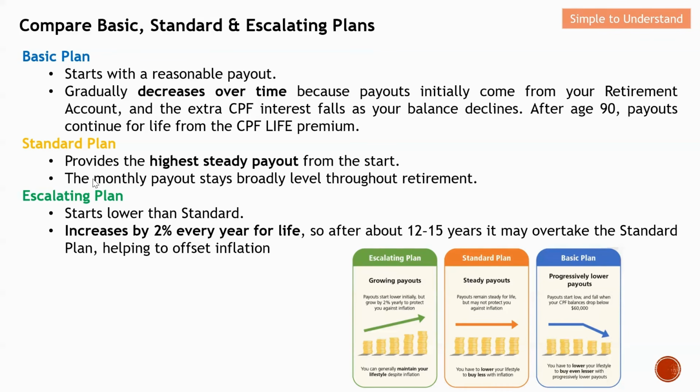Next will be the escalating plan. They start with the lowest as compared to basic and standard. However, every year they will be increased by 2%. After about 12 to 15 years, this plan may overtake the standard plan, helping to offset inflation. So this is a simple comparison between the three plans: basic, standard, and escalating.